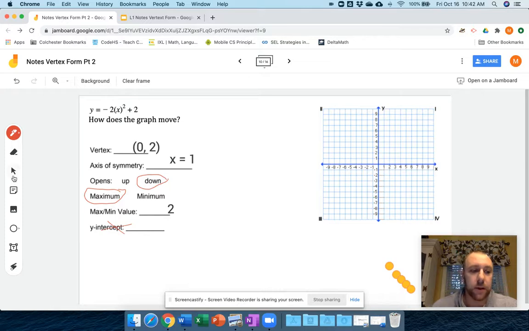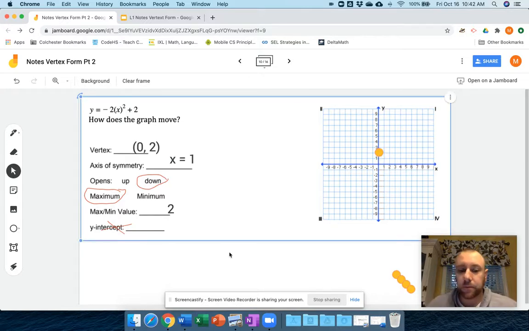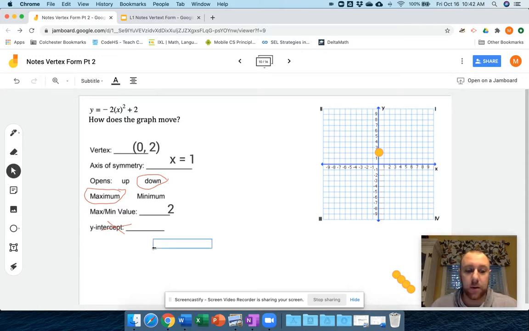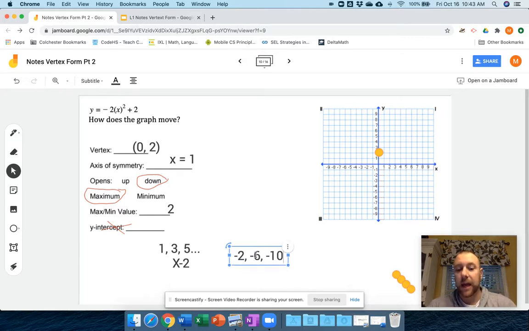So, first thing I'm going to do is grab a point and plot the vertex 0, 2. Now that 1, 3, 5 pattern is going to help me, but it's not going to be a 1, 3, 5 pattern because I have a is -2. So I have to take each one of those and multiply by -2. That's going to tell me how to count. So instead my points become: I'm going to go over 1 and then -2, -6, -10. That means I'm going over 1 and then down 2, over 1, down 6, over 1, down 10. So I take the point, I go over 1, down 2.